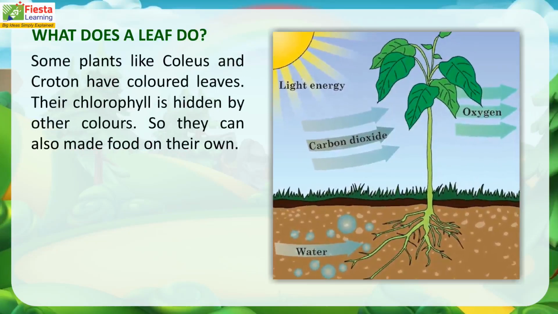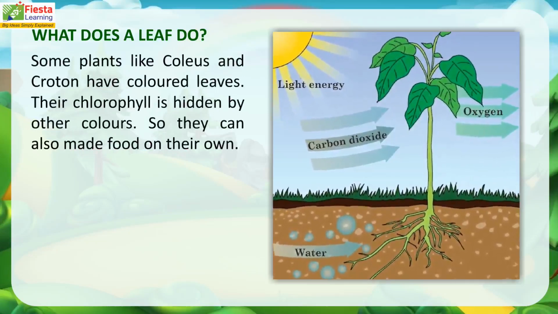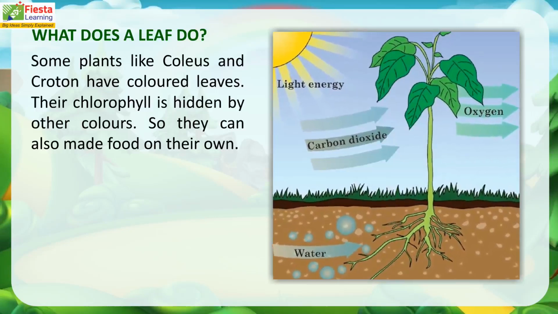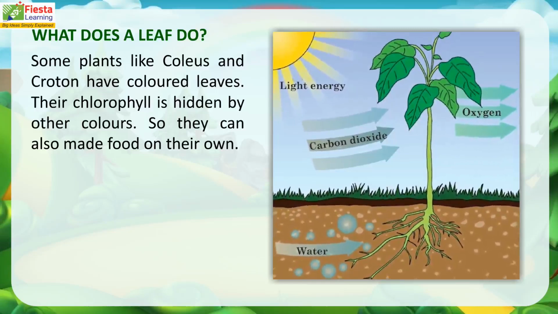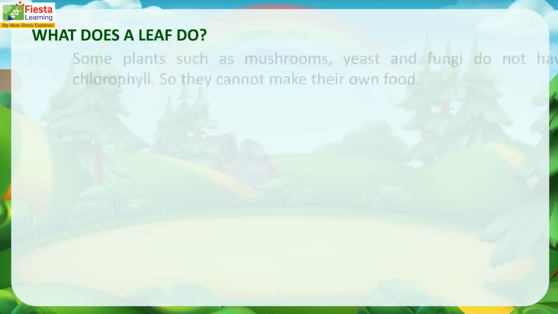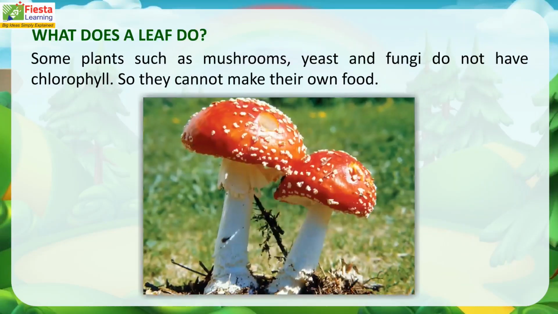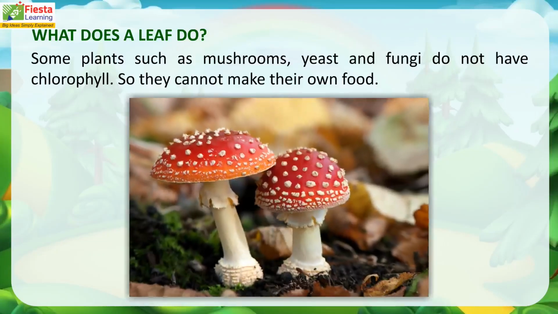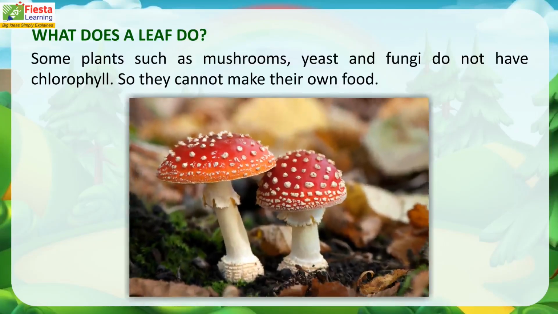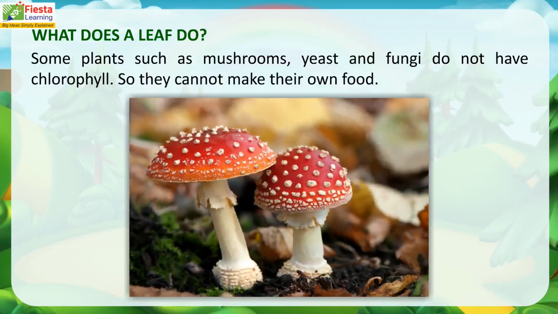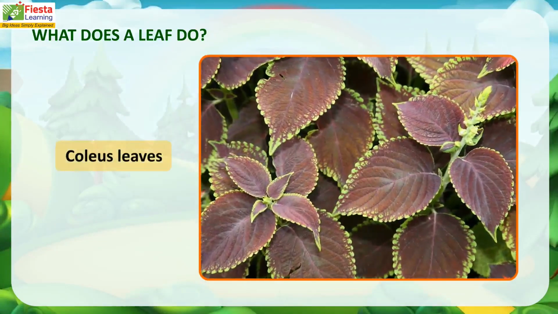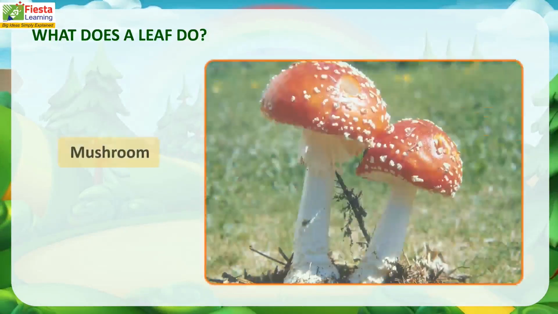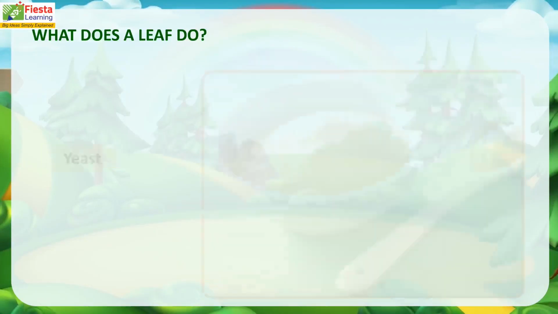Some plants like coleus and croton have colored leaves. Their chlorophyll is hidden by other colors, so they can also make food on their own. Some plants such as mushrooms, yeast and fungi do not have chlorophyll, so they cannot make their own food. Coleus leaves, croton leaves, mushroom, yeast.